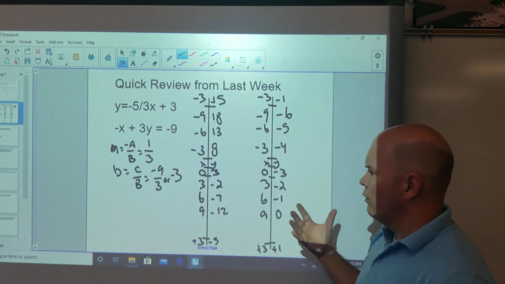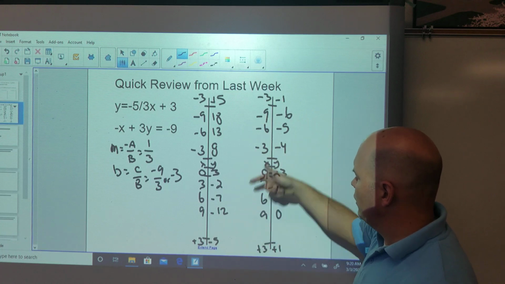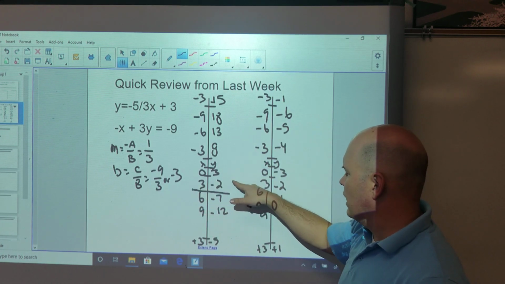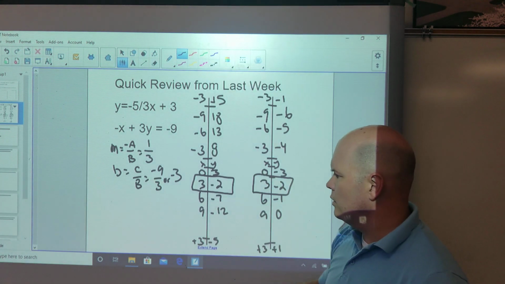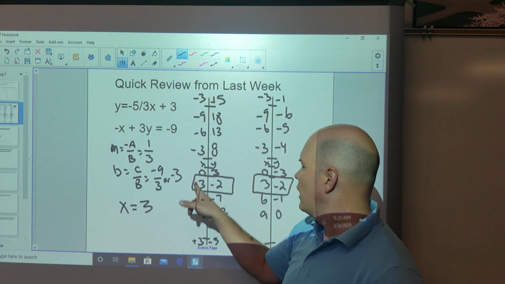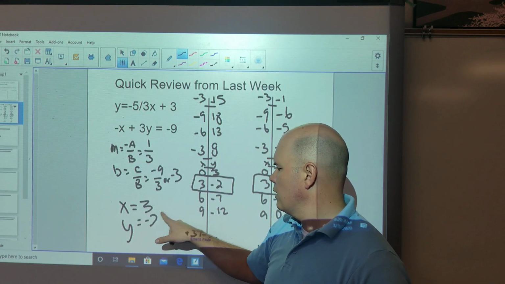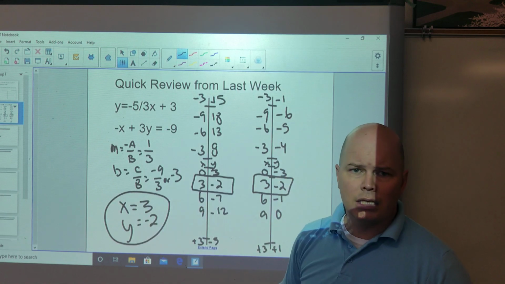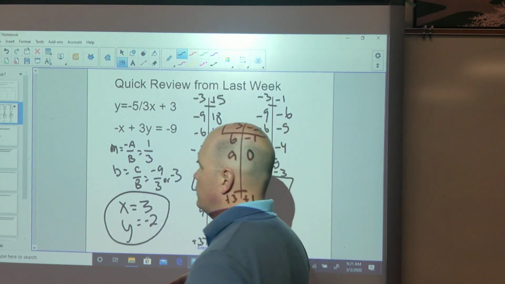Okay, now to solve it, all I have to do is find a matching coordinate. And if I look through all my coordinates on both sides, the only ones that actually match are right here, which means that's going to be the solution to my system. So I would write it as x equals 3. My x column equals 3. My y column equals -2, and I'm done. So that's what we worked on all last week, was just how do we solve using multi-directional XY charts.